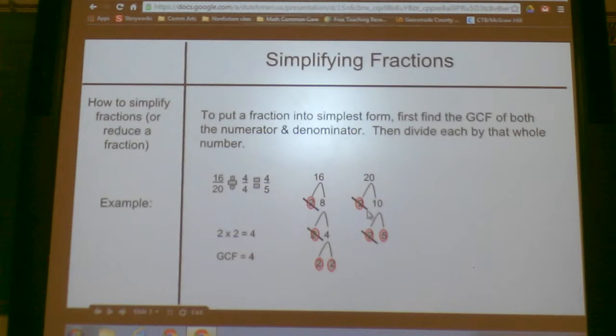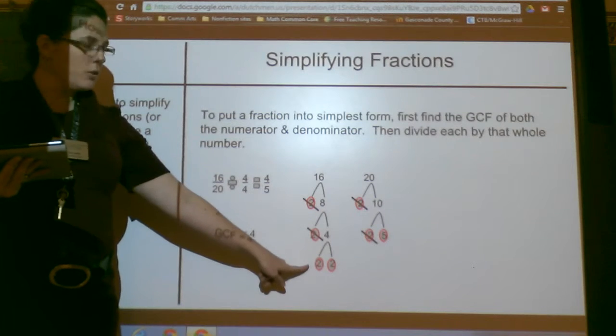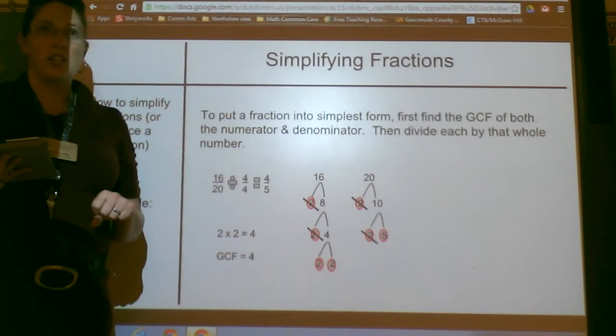Okay, you will also come across fractions that need to be simplified. Okay, so here's how we simplify or reduce a fraction. To put it in the simplest form, you must first find your GCF, both of the numerator and the denominator. Then you're going to divide each one of those, numerator and denominator, by the GCF that you found. Okay, so if we have 16 and 20, the first thing we're going to do is factor them out and find our greatest common factor.